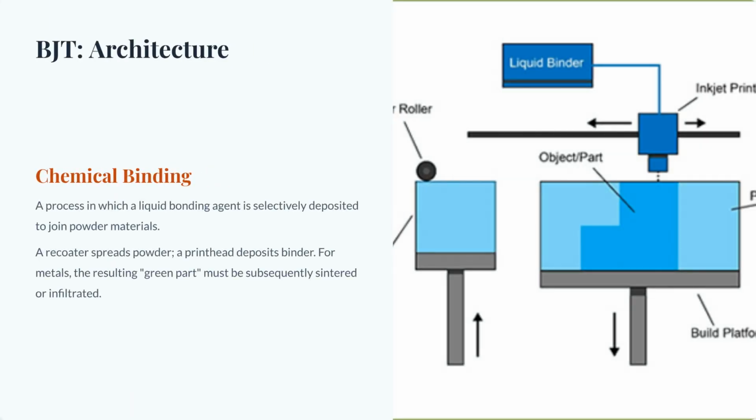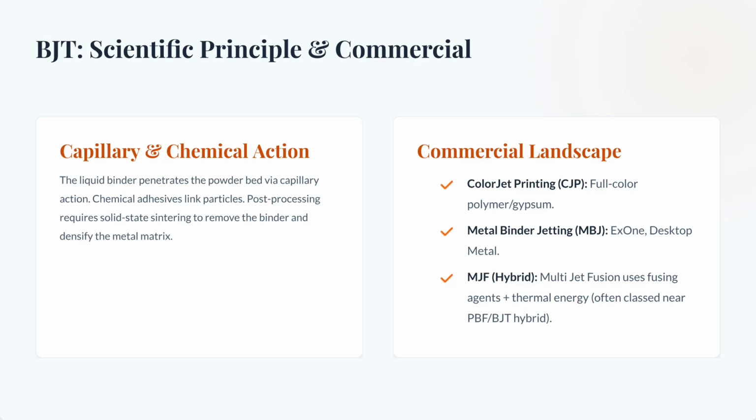In binder jetting, a recoater spreads a layer of powder and a printhead deposits the liquid binder. When working with metals, the resulting green part requires subsequent sintering or infiltration. Binder jetting relies on capillary action to penetrate the powder bed. The commercial landscape includes ColorJet printing for polymers and metal binder jetting for industrial applications.